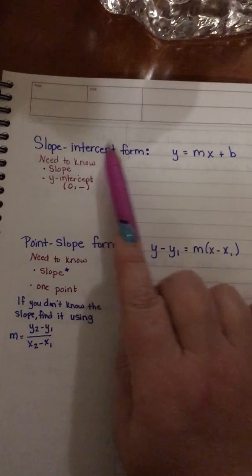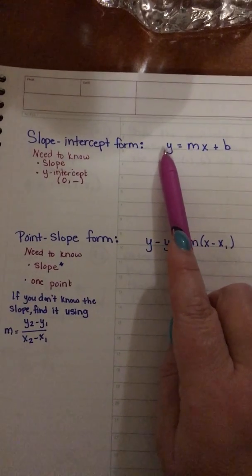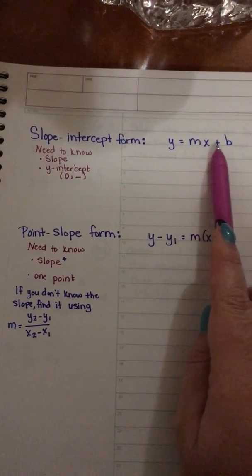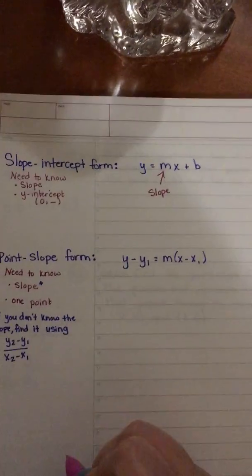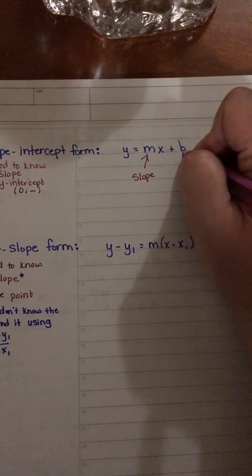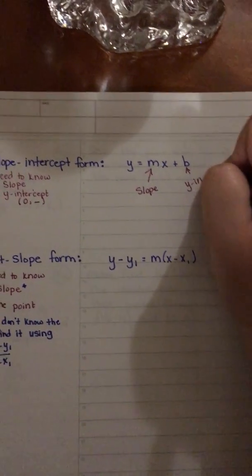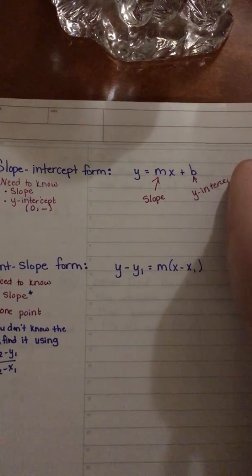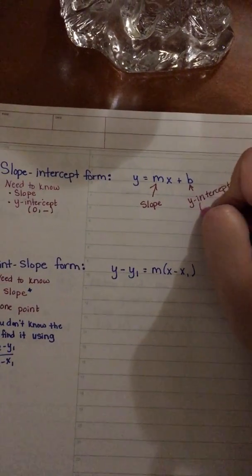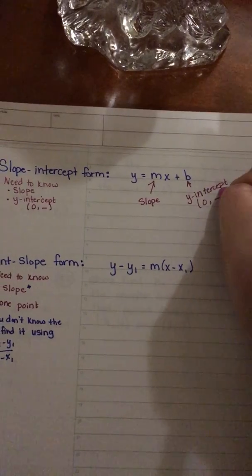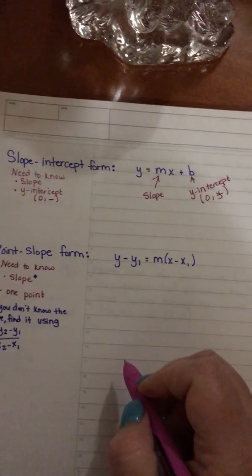First of all, slope-intercept form is written as y = mx + b. m represents the slope and b represents the y-intercept. The y-intercept is the point where x equals 0 and then you're given the y value.